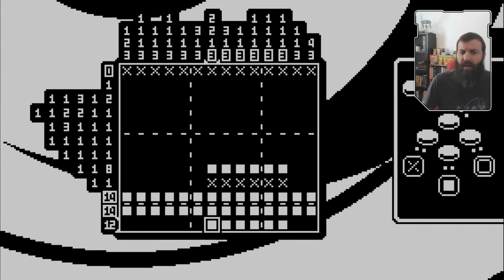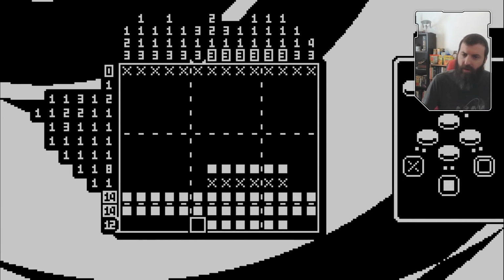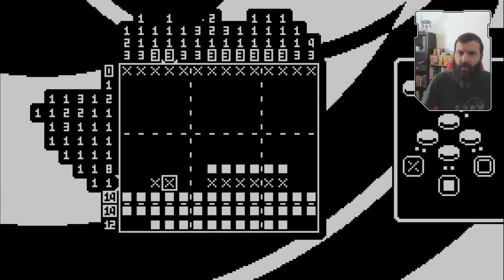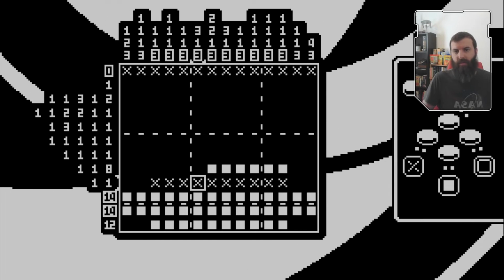We also can just kind of extrapolate that this bottom is filled in because we've got a 12. There's only 2 pixels of wiggle room on that 12. So we could go ahead and complete these 3s as well.